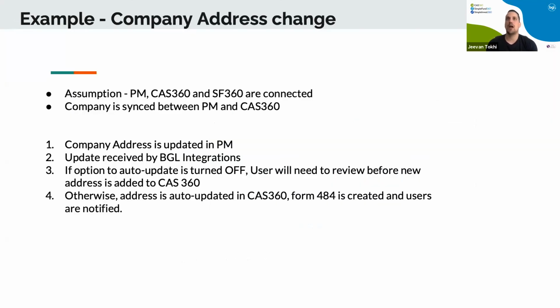So the example of what we had before, a little bit different, but let's say a company address was updated in XPM. BGL will receive that updated address. And if you have the auto update turned off, you'll be flagged for review before it's added into CAS 360. Otherwise, if you have the auto update turned on, the 404 will be automatically created and you will just receive the notification there within CAS as well. So you'll have that ability to have, I guess, those finer controls and more control over what clients are inserted into either system. So it'll be pretty exciting once it is available.